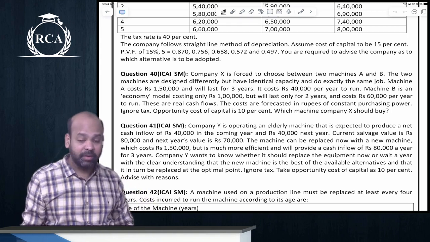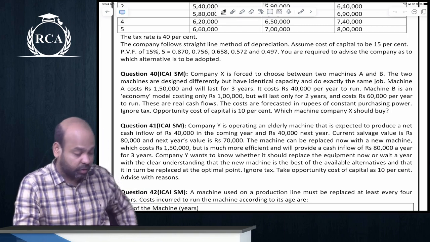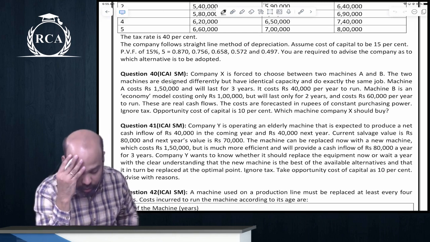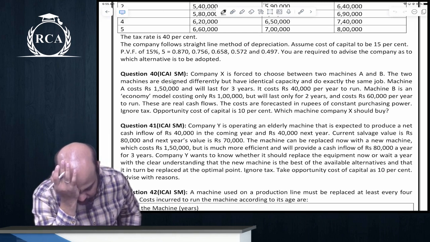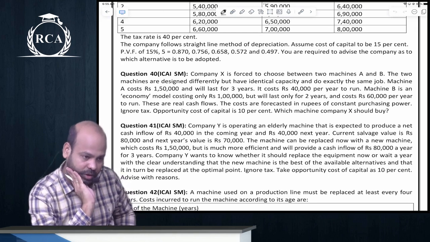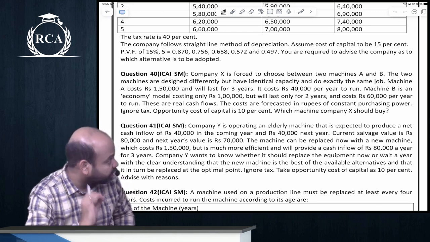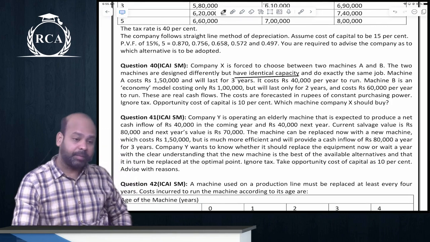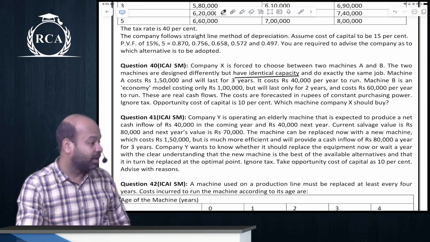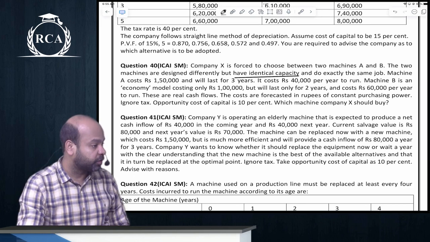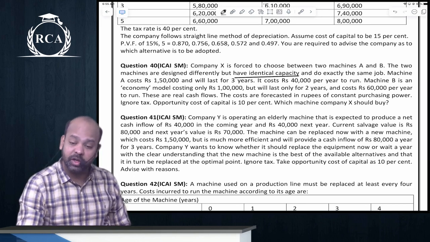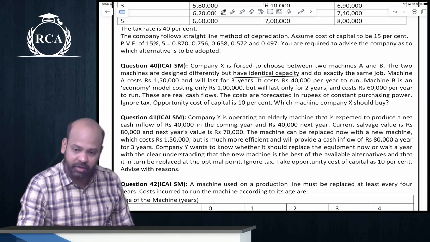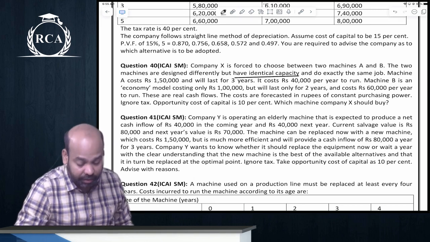Now, I know this is not a replacement cycle decision, but they've included two questions just so that you know the concept of EAC, equated annual cost. When they give machines like this, we assume that it's a recurring decision. Because it's a recurring decision and nothing is given regarding revenues, and they have identical capacity, the revenues will remain the same. So the decision can be taken on the basis of cost. Instead of comparing present value of cash outflows, we will compare equated annual cost.